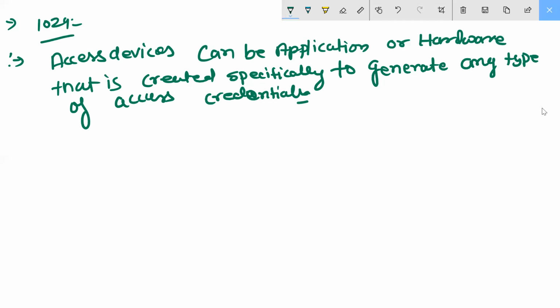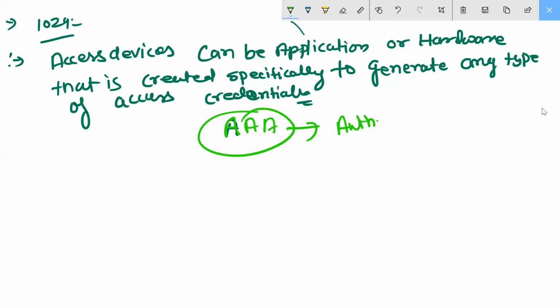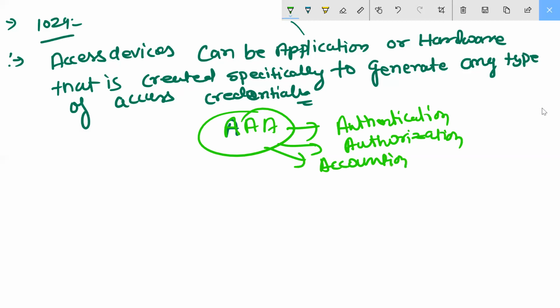This is related to 1029. That means you can say here triple A: authentication, authorization, and accounting, to access devices. The board itself is telling you.